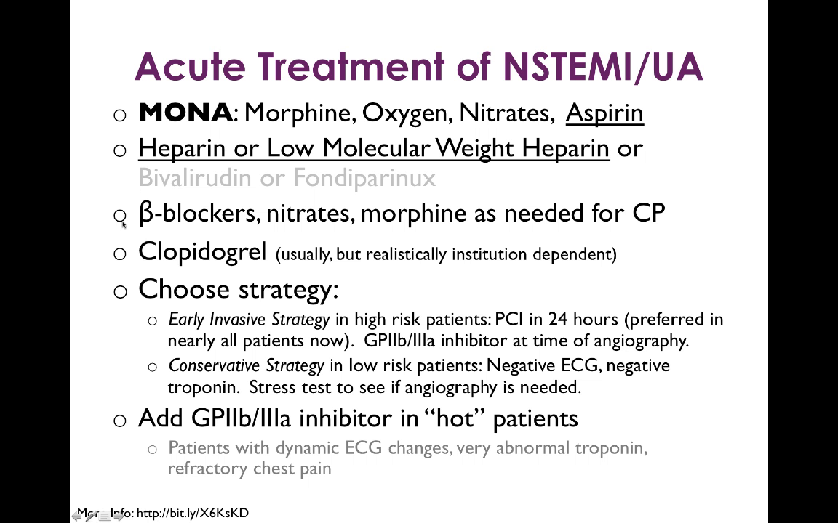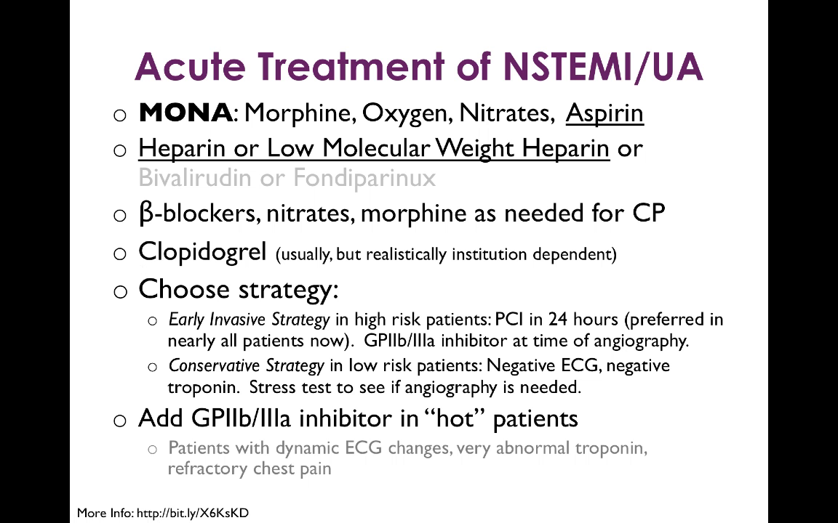Okay, and then the next thing you want to do is make sure that the patient is relatively chest pain-free, and you want to use beta blockers, nitrates, and morphine as needed for chest pain. Okay, so now the patient has come up to the CCU, let's say from the emergency room, and the next thing that you want to decide is whether or not to give the patient clopidogrel.